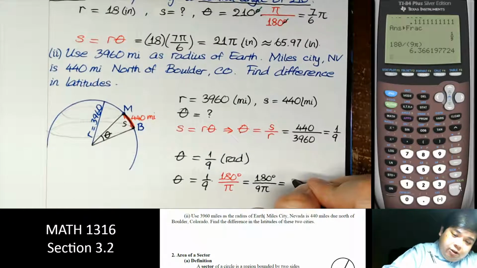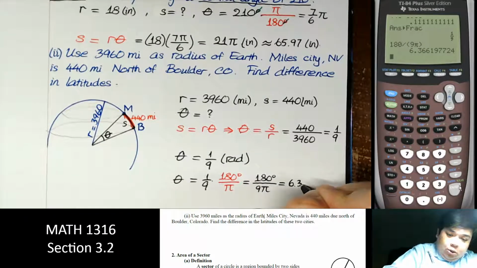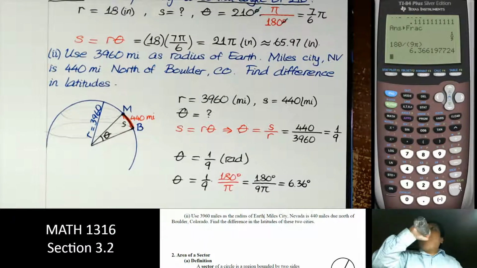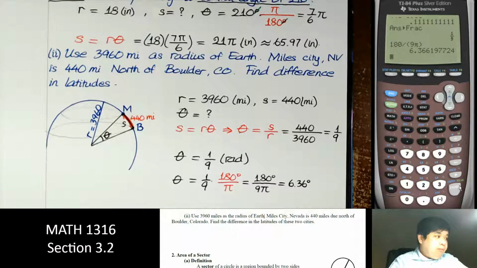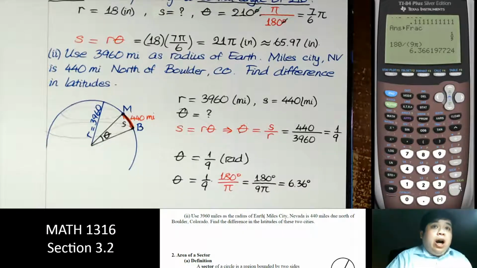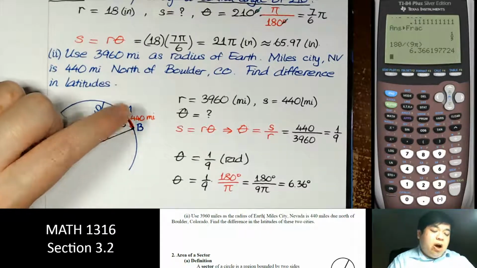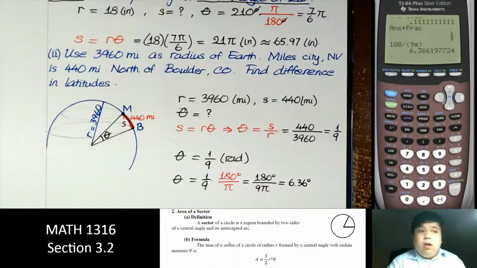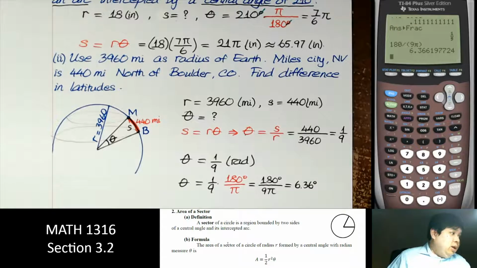So that gives us 6.36 degrees. Right. So if we look it up, we can see the difference in the latitude between the Nevada city and Boulder is about 6.36 degrees. Right. So that is the arc length.